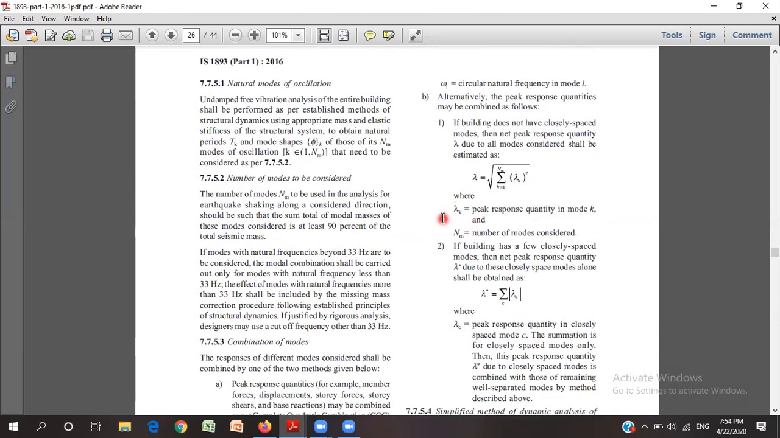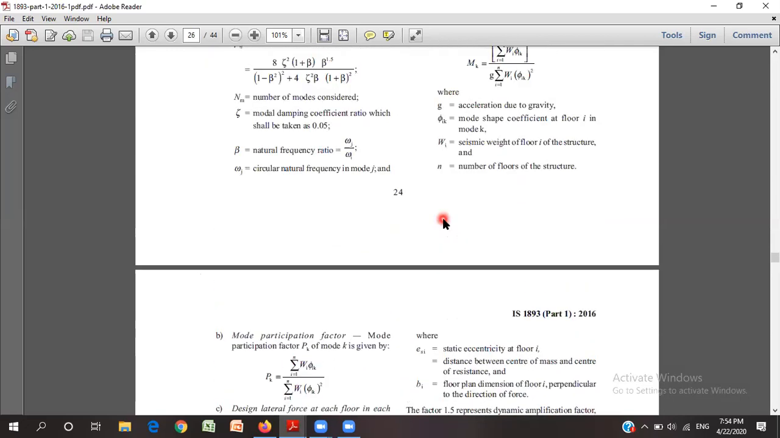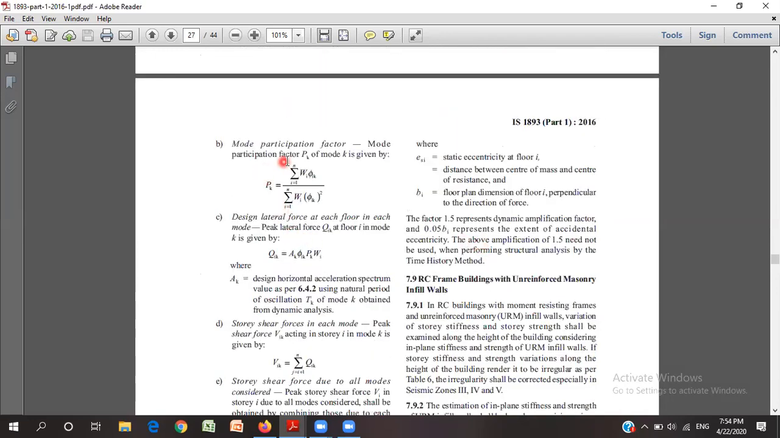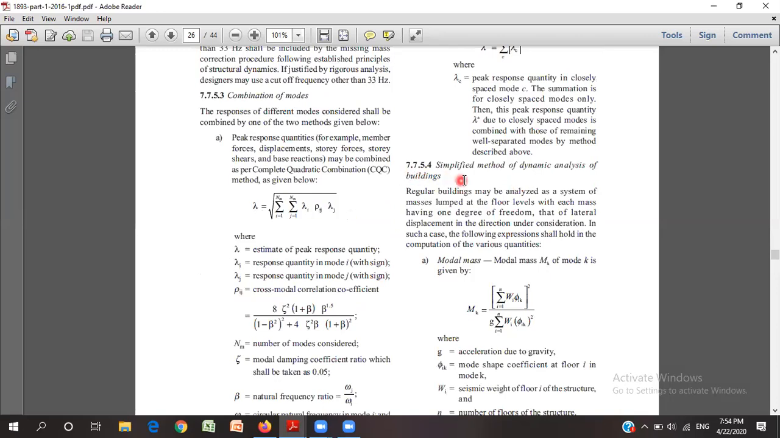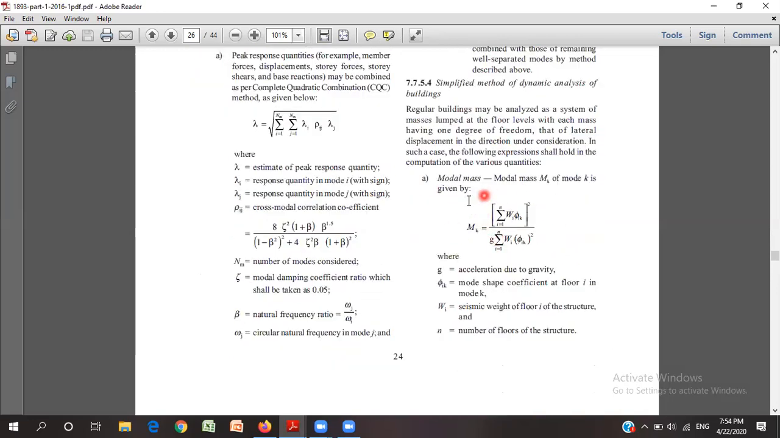Now the important thing, or the methodology carried out here, is that you will be calculating the modal mass and mode participation factor, and then the design lateral forces. So this is clause 7.7.5.4, the simplified method for dynamic analysis, wherein I calculate the modal mass Mk, which is given by the formula summation of Wi phi i the whole square, divided by g into summation of Wi phi i square.